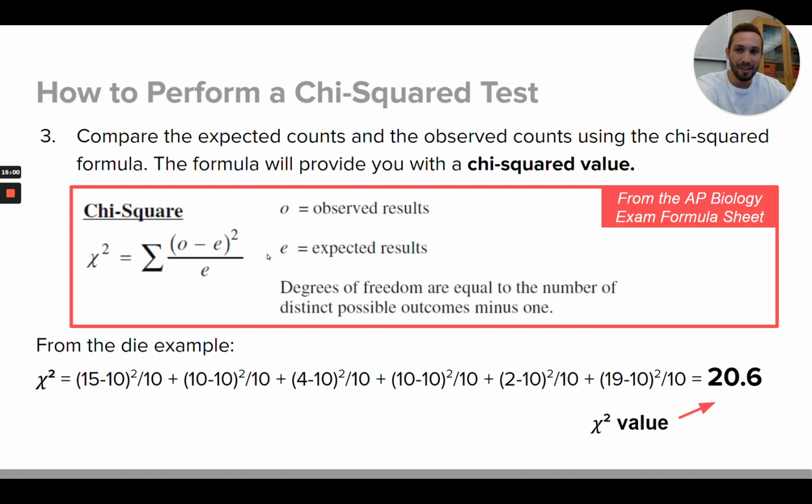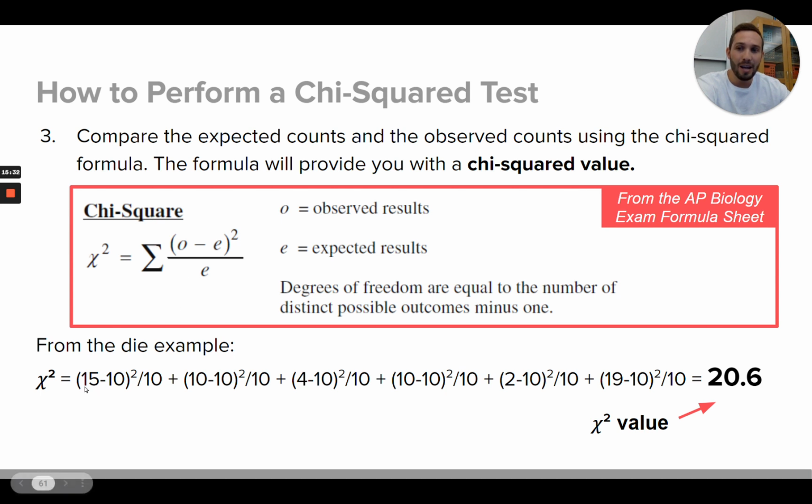So you're going to look at this side of the equation. Chi-squared is going to equal, and this is sigma, which means the sum, you take the observed value and subtract the expected value. You square that, and then you divide by the expected value. You're then going to repeat that for all possible outcomes, which will make sense in a second, and then add it all together, and you're going to end up with a certain value.